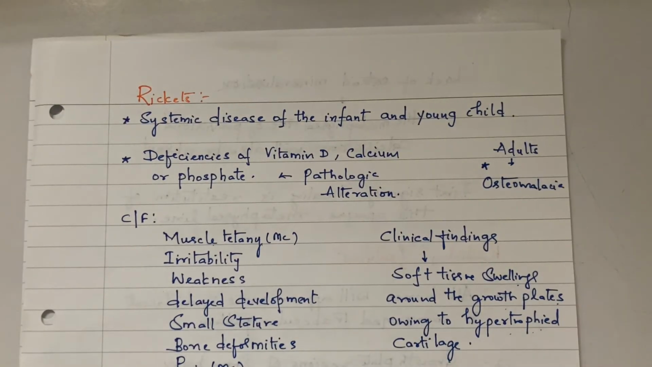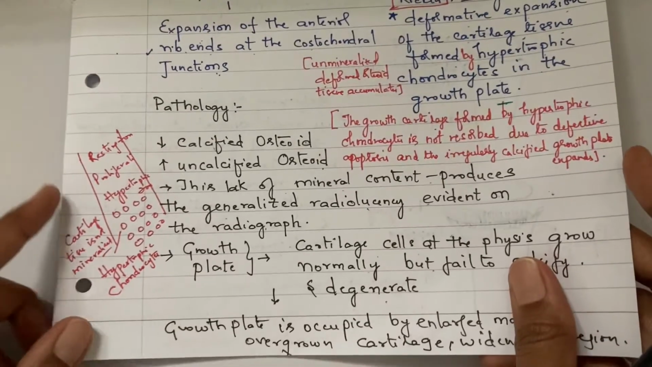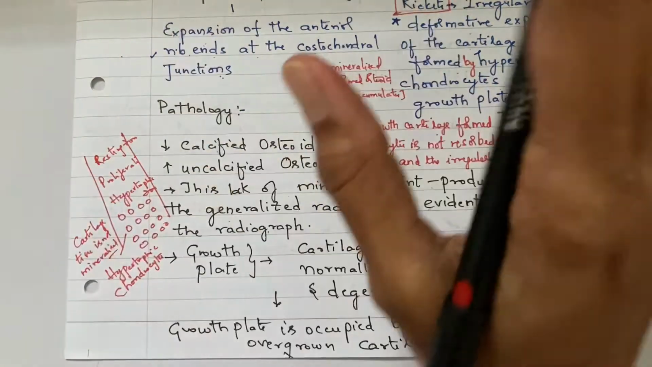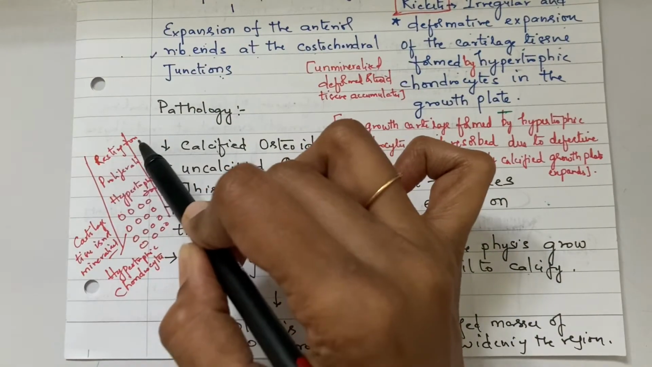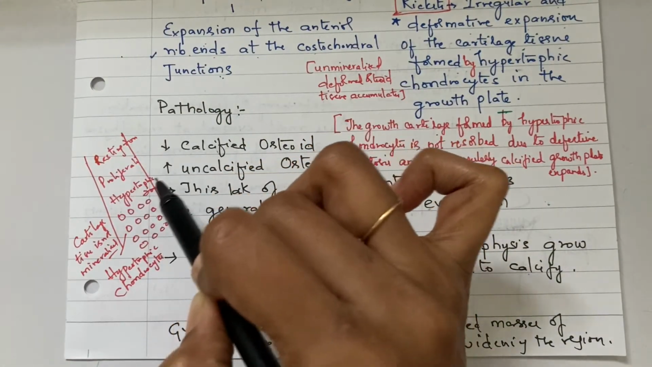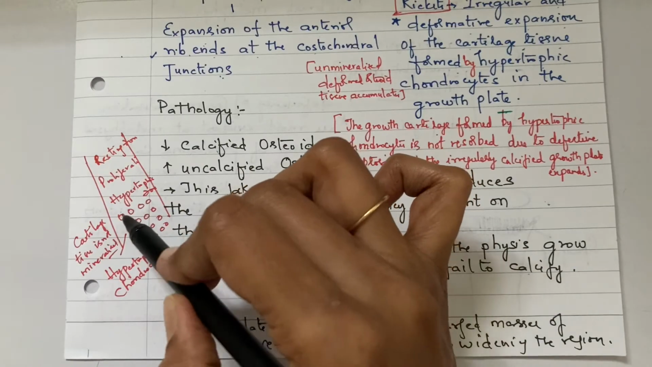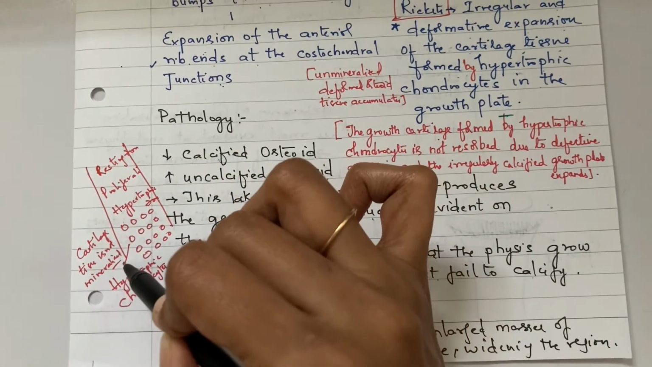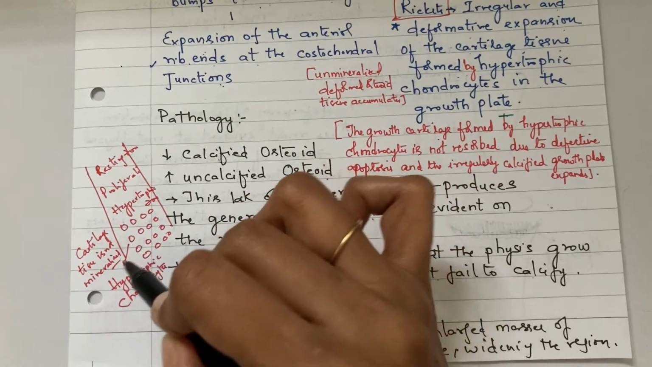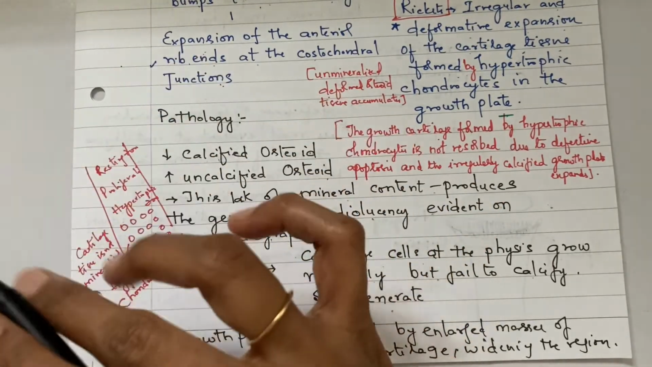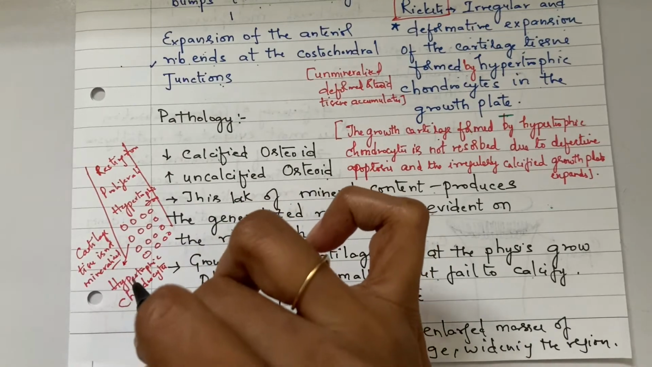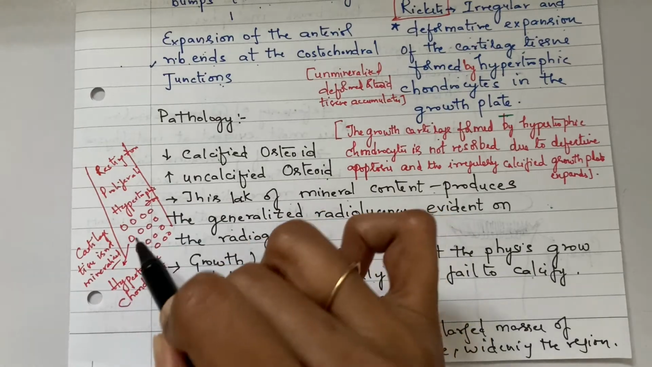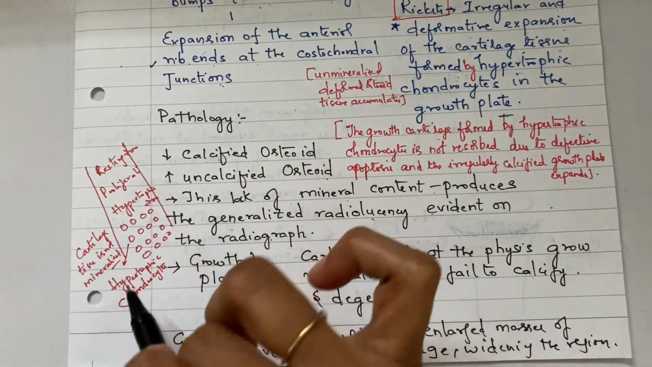Coming to clinical findings. Before going to clinical findings, what is the pathology? Normally, if you take the growth plate, most of the changes occur at the physis. There is a growth plate. We have the resting zone, proliferative zone, and hypertrophic zone. Normally we have hypertrophic chondrocytes. In normal people without vitamin D deficiency, these hypertrophic chondrocytes should go off due to apoptosis. In people with rickets, these hypertrophic chondrocytes are not resorbed, they will be present, they will not go off due to defective apoptosis.